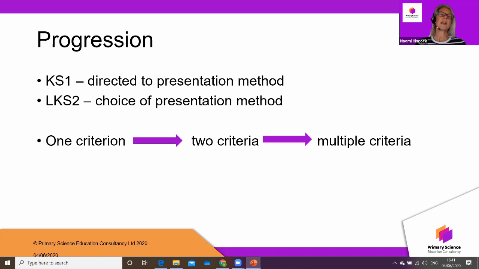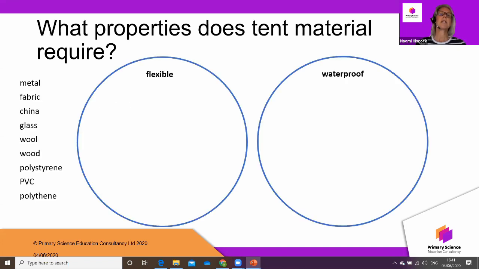The other way that the classification will show progression as we move through the school is that they tend to start with just looking and focusing on one criterion, such as we had before, where it was is it stretchy or not. Whereas as we go through into lower Key Stage 2 and then in upper Key Stage 2, we're looking at more criteria at once, so two criteria or multiple criteria. So for instance, if we're in Year 5 and we're doing some work around materials, we might ask the children to think about what properties the material for a tent requires.